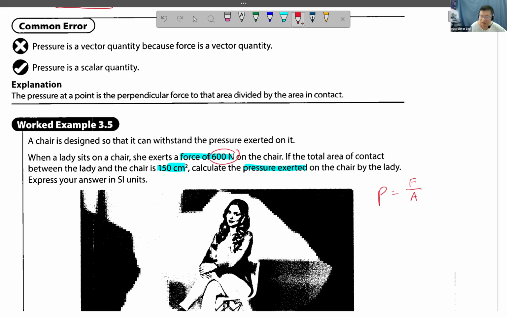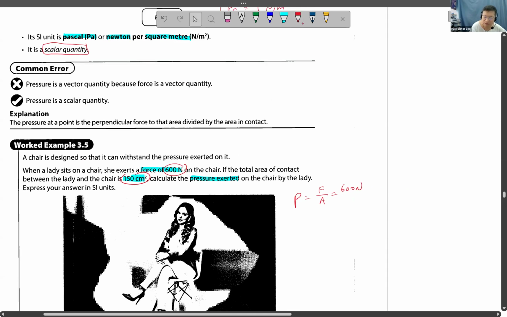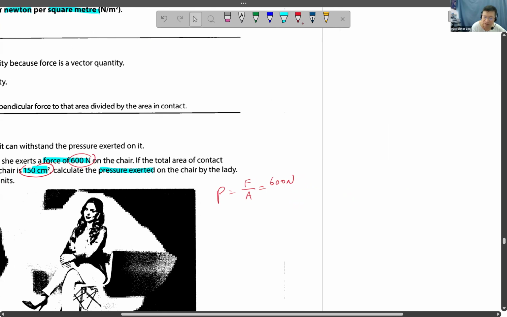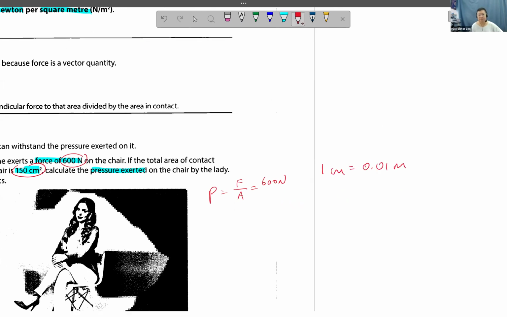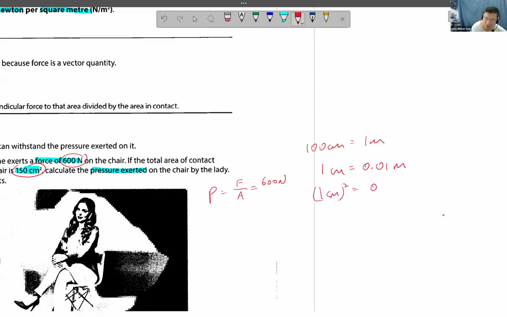The force is 600, which is fine. But this is not an SI unit, so we must be careful. Let me calculate what is cm square to meter square. Look at this. 1 cm equals 0.01 meter, is it correct? I can start here: 100 cm equals 1 meter, so 1 cm is 0.01 meter. If I square both sides, 1 cm square equals 0.01 meter square.